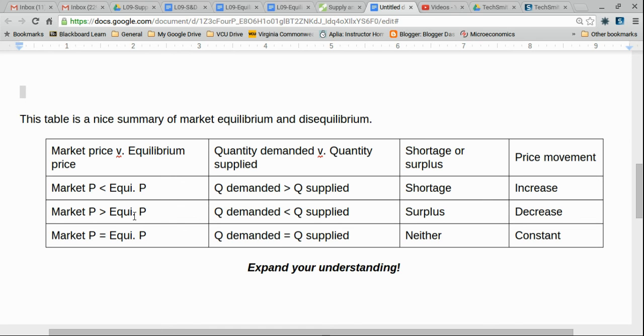Market price greater than equilibrium price means quantity demanded is less than quantity supplied. We have a surplus, and price tends to decrease. When the market price equals the equilibrium price, then the quantity demanded equals the quantity supplied. We have neither shortage nor surplus, and price tends to remain constant.